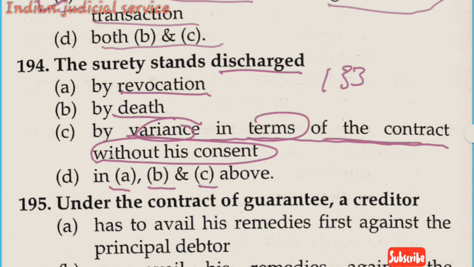Section 133 deals with the discharge of surety by variance in terms of contract without consent. If the terms of the contract are changed by the principal debtor and creditor without the consent of the surety, in that case the surety is discharged from the contract and its performance. This is provided in section 133. Section 133 clearly deals with a variance made without the surety's consent in the terms of the contract between the principal debtor and creditor, which discharges the surety as to transactions subsequent to the variance. So the answer of this question is option C according to section 133.